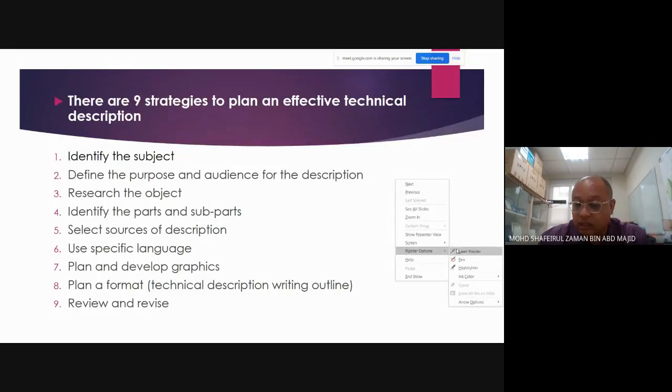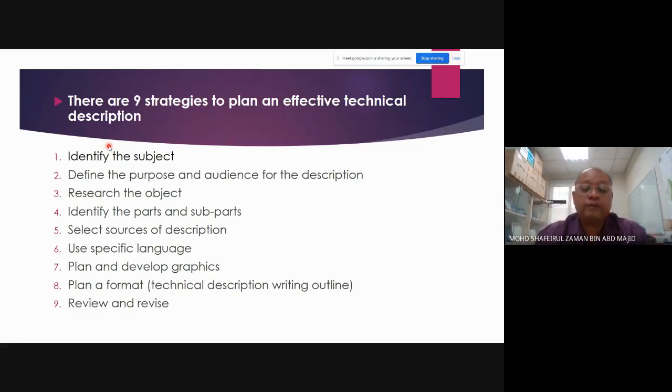Okay, so there are 9 strategies to plan for an effective technical description. These 9 strategies will be helpful for you when you are planning for a technical description, especially if you're going to deliver it effectively. Okay, so number 1, you need to identify the subject or the product that you are going to present.